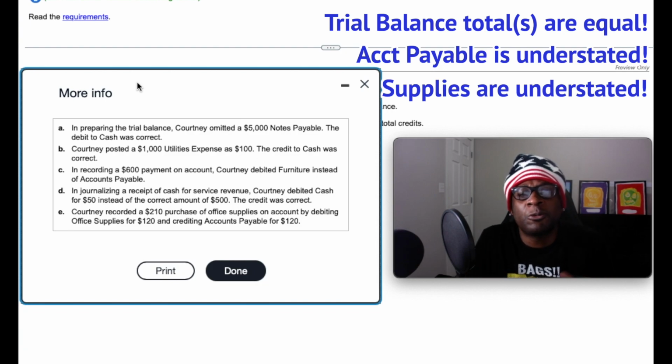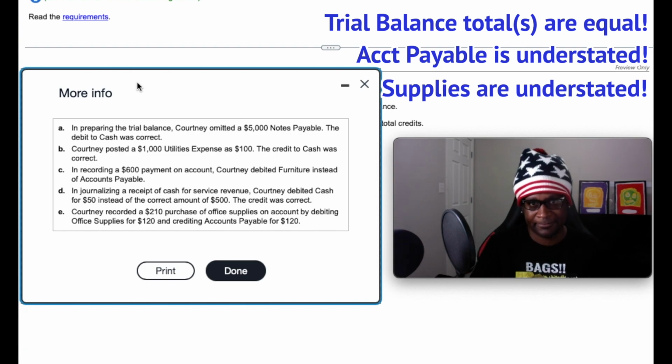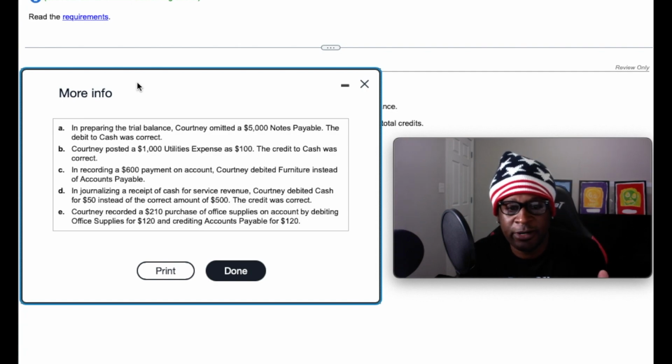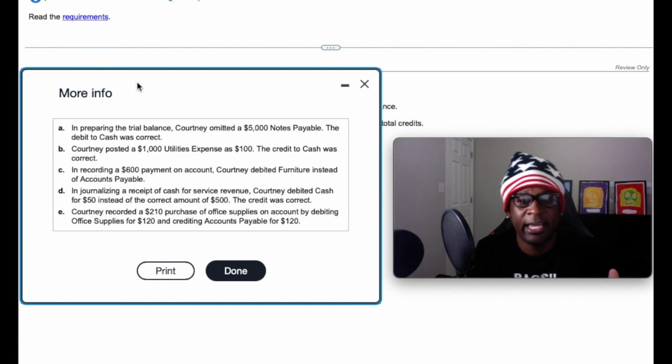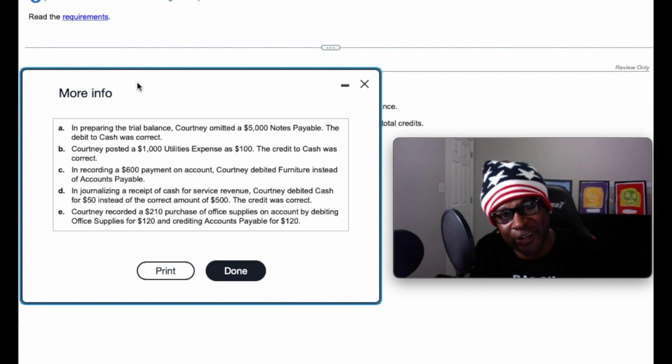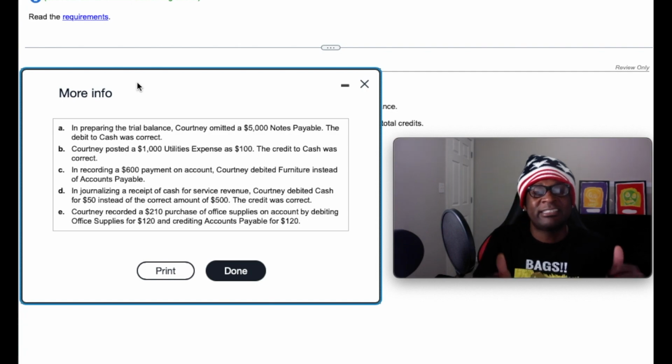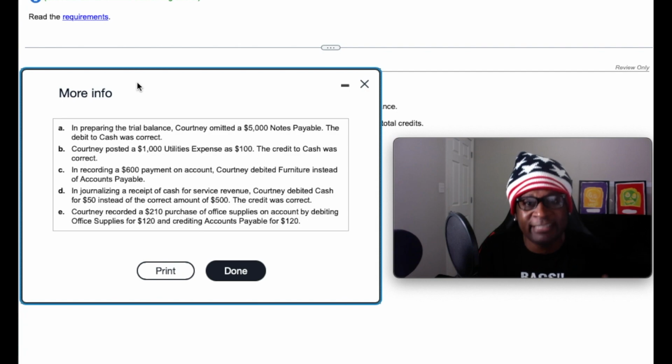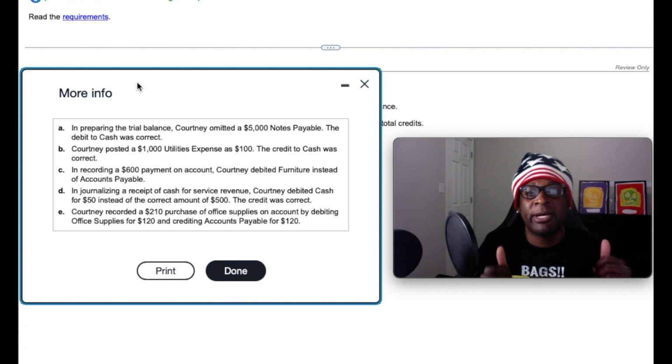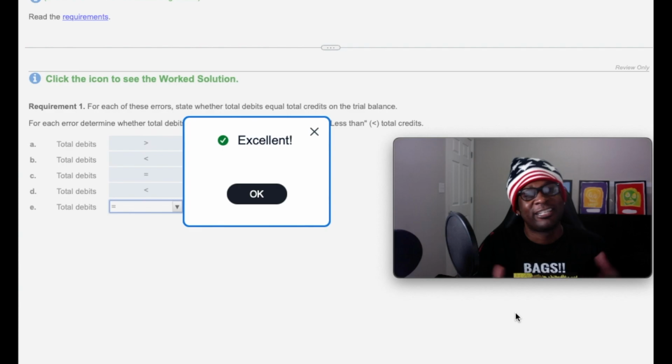She recorded 120 instead of 210, which means that if we subtract the two, that is the amount each account is being understated by. As we already know, office supplies is an asset, so the normal balance is on the debit side, and accounts payable is a liability, so the normal balance is on the credit side. Since they're both opposing sides that are understated by $90, the amount on the trial balance will be incorrectly equal. Check the answer. Good job, gang.